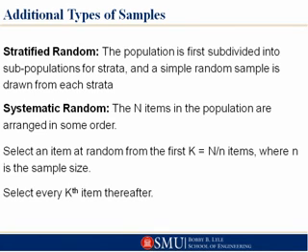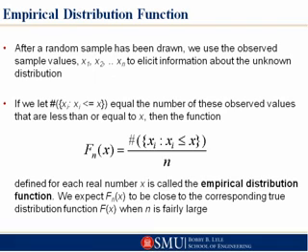So you might think about it in terms of if somehow you were ordering all the students at SMU and you draw a sample of 100, every 50th student, every 10th student, however you set that up, that would be the systematic random.